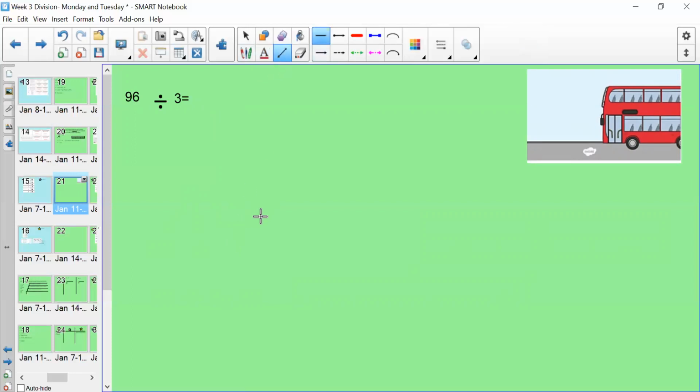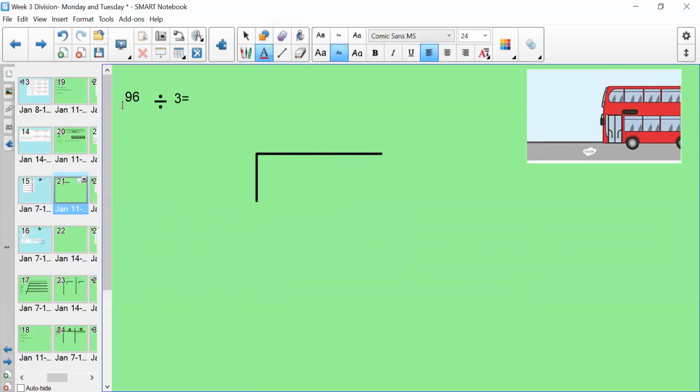Okay, so we draw a bus stop. That's why it's called the bus stop method, because it kind of looks like a bus stop where people would wait for the bus to come and fetch them. So this is like a big bus stop. And then what we do is we put the whole number, so 96, into the bus stop. And then the number we are dividing by goes on the outside. So you could kind of see this whole big bus stop as like a division sign. Okay, so 96 divided by 3. Okay, that's our first step.